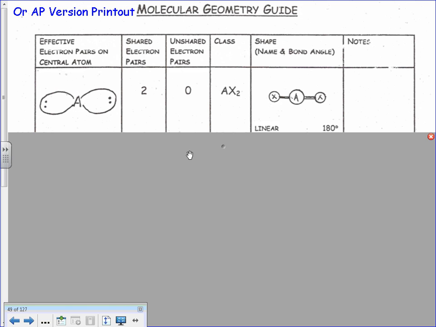Okay, so this shape is definitely linear, right? Give yourself a sketch. I left the boxes open for you guys to sketch. That's the very last page in your packet. So if you have 2 pairs of electrons that are shared, we call those bonding electrons. 0 unshared pairs, that would be like 0 lone pairs. We just have a linear structure.